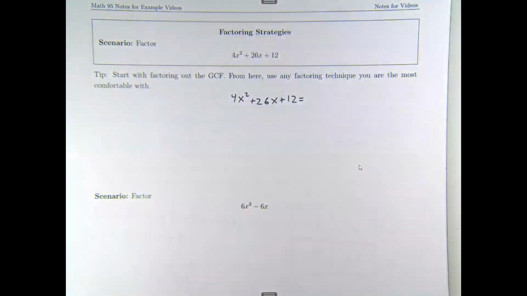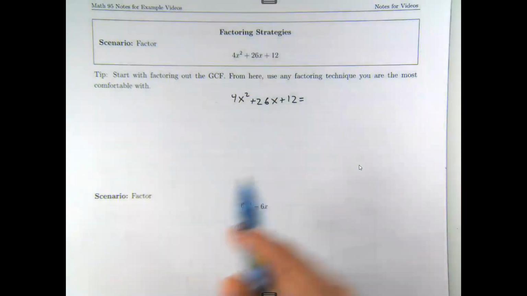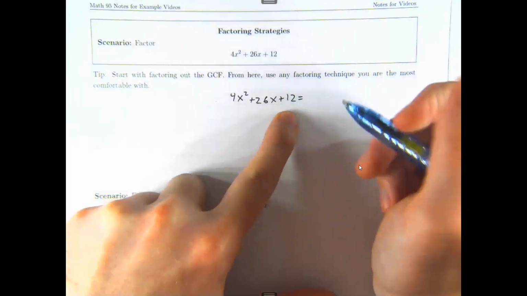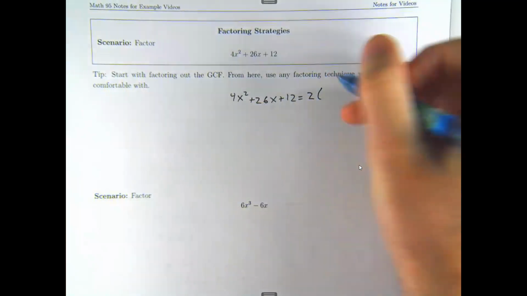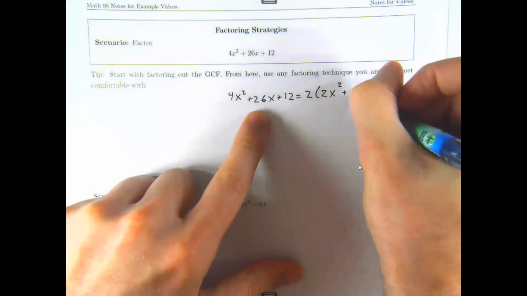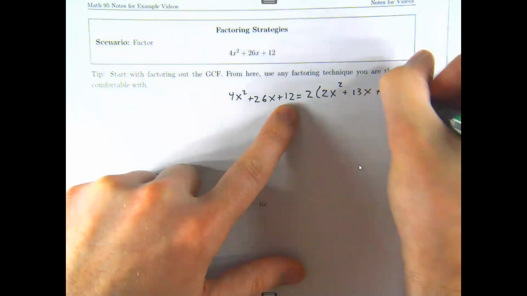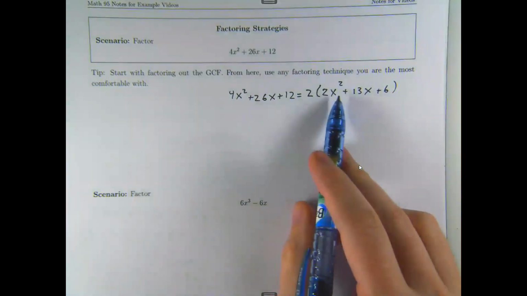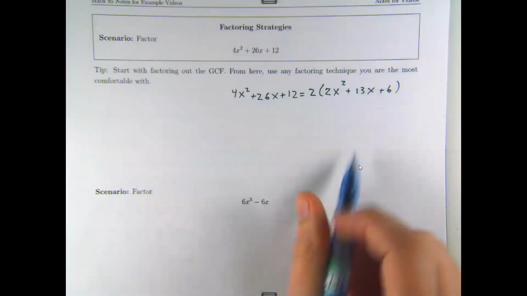No matter which method you're using, it's a really good idea to start with factoring out the GCF. So in this case, 4, 26, and 12. These are all even numbers, so I know that 2 goes into each of these. 2 times 2 gives me that 4. 2 times 13 gives me that 26. And 2 times 6 gives me that 12. I'm left with 2x squared plus 13x plus 6, and I'm just going to keep factoring these pieces until I can't factor them anymore.